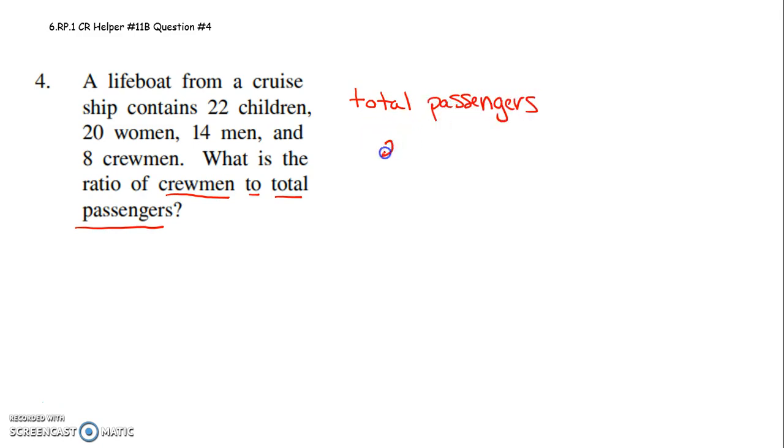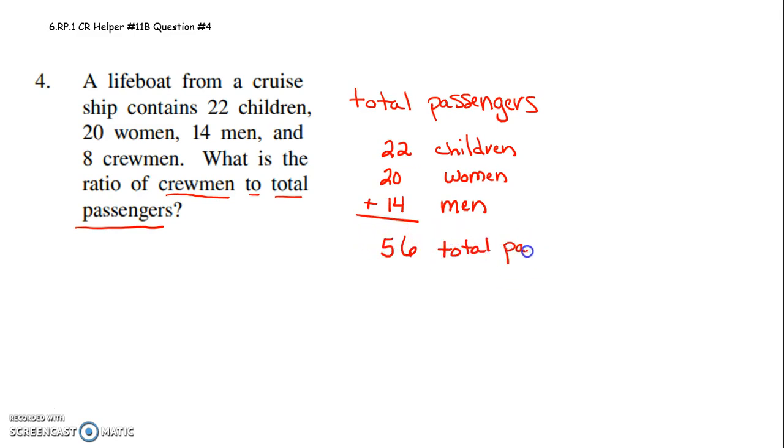The total passengers would be the 22 children, the 20 women, and the 14 men. We're going to go ahead and add those all up. That will give us our total passengers. 2 plus 4 is 6. 2 plus 2 is 4, and 1 more is 5. So there's 56 total passengers.